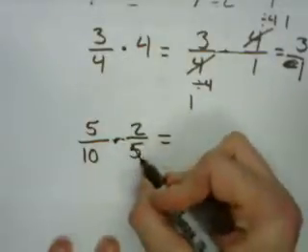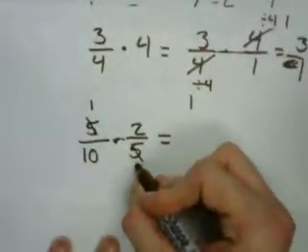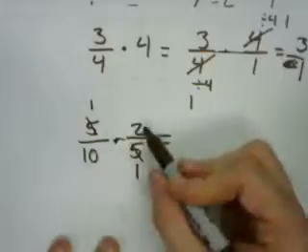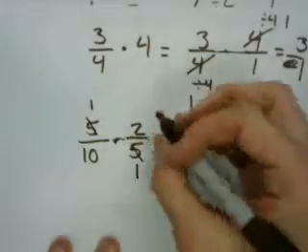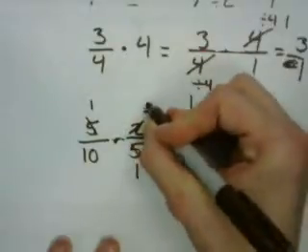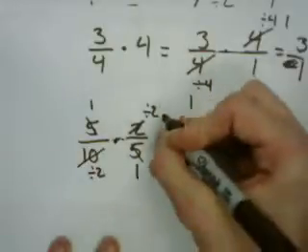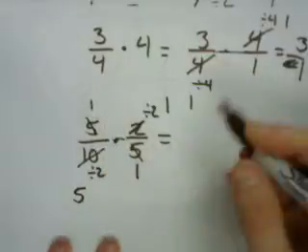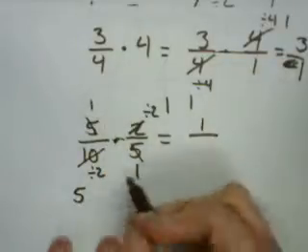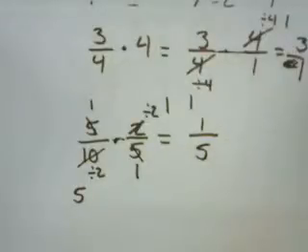Now I see the 5's can cancel out, right? 5 will divide into 5 once. 5 will divide into that 5 once. But now 2 and 10, they don't automatically cancel, but I can tell they have something in common. I can divide this 2 by 2, and I can divide this 10 by 2. Up here I'll get 1, down here I'll get 5. So I can say 1 times 1 is 1, 5 times 1 is 5. That is 1/5.